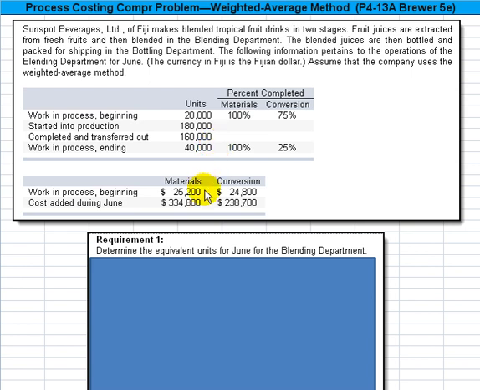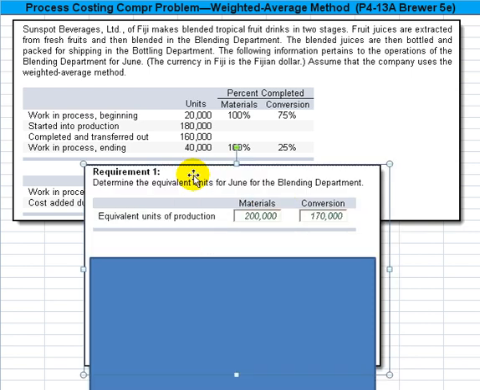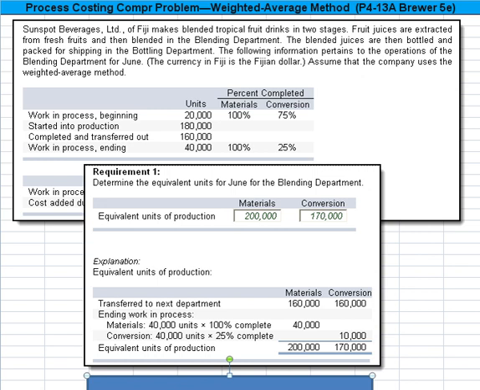And then we have the work in process dollar amounts given here, but we won't need that for Part 1. Part 1 says, determine the equivalent units for June for the blending department. And I think what I want to do is slide this up so we can see all of it on the screen. The equivalent units were 200,000 for materials and 170,000 for conversion. Let me slide this down and illustrate how we came up with that.